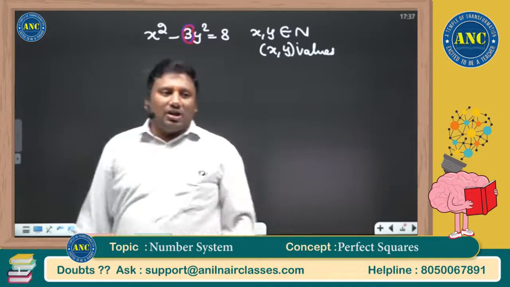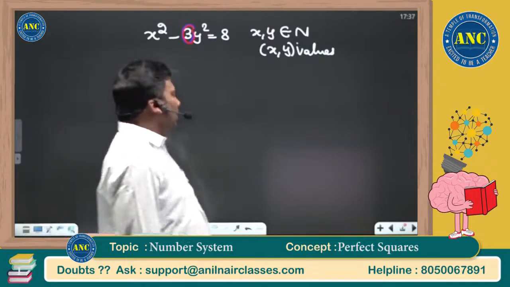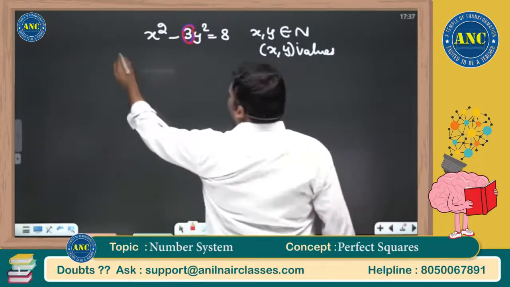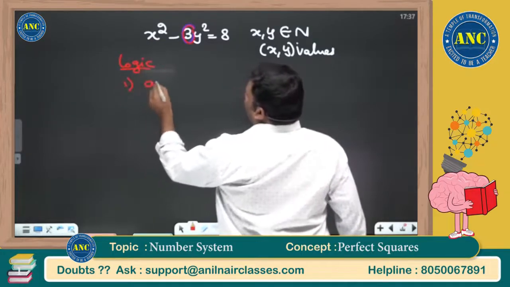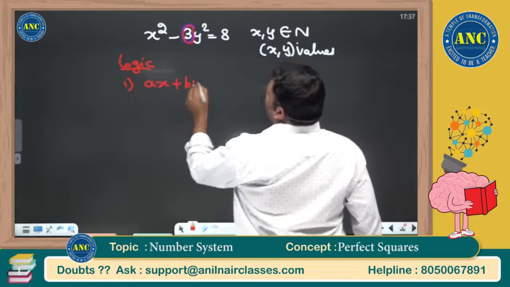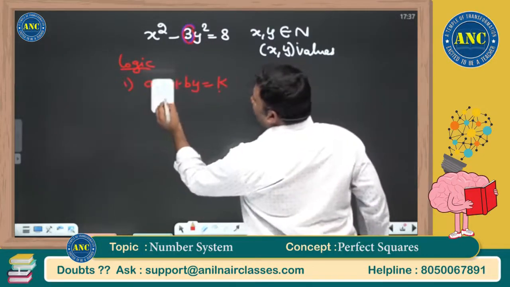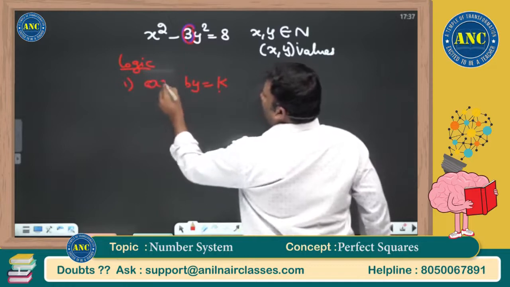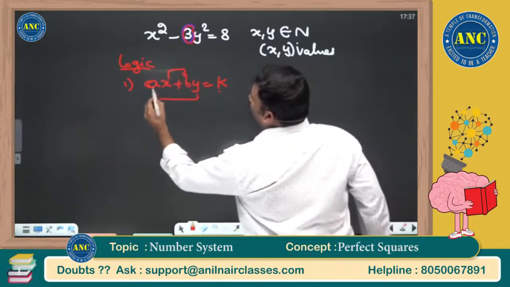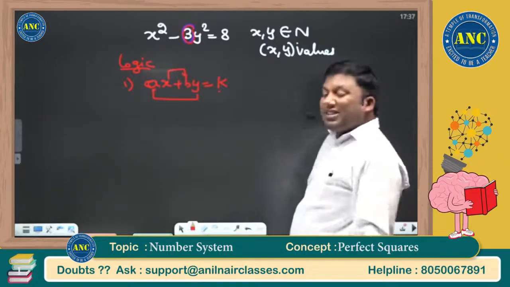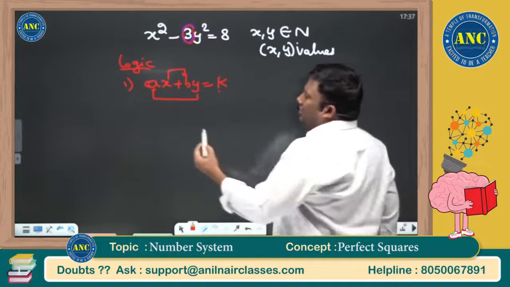Please write down this in your notebook. Coefficient of y square is 3. Now, I will use this. First, write down this one. If it is a linear equation, ax plus by equivalent to k, x will go in steps of b, y will go in steps of a. Please write down this. When I am discussing linear equations, I will discuss this.